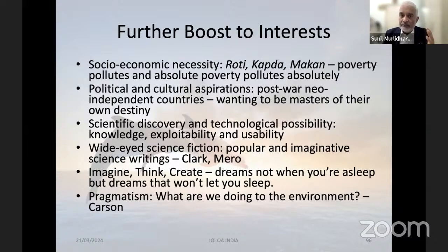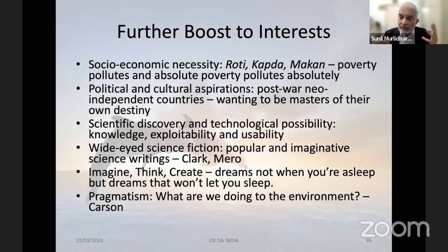So socioeconomic necessity. Indira Gandhi had a famous slogan in the 70s and 80s, roti, kapda, and makan, because that's our basic necessity. That's our basic need. Roti, kapda, and makan. Food, clothing, and shelter. Everybody needs that, whether you're a multi-billionaire or a pauper. That's our minimum basic requirement. And for that, sometimes it becomes a necessity to look for resources and to exploit resources.